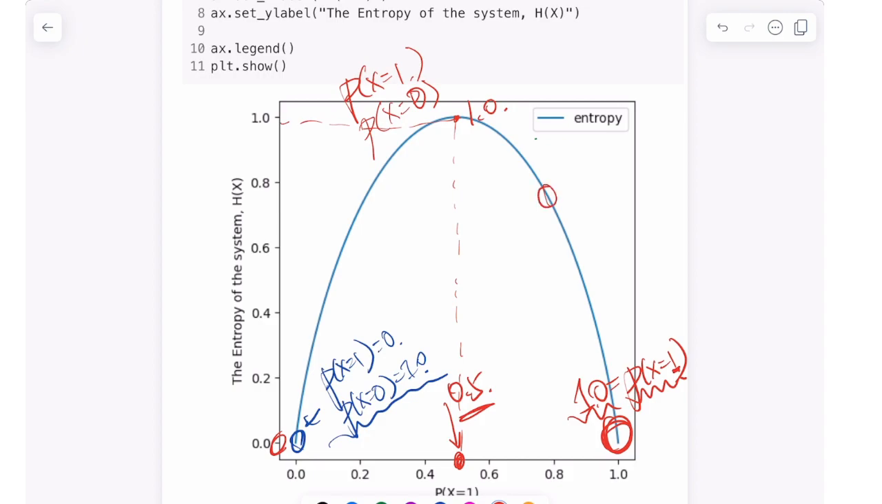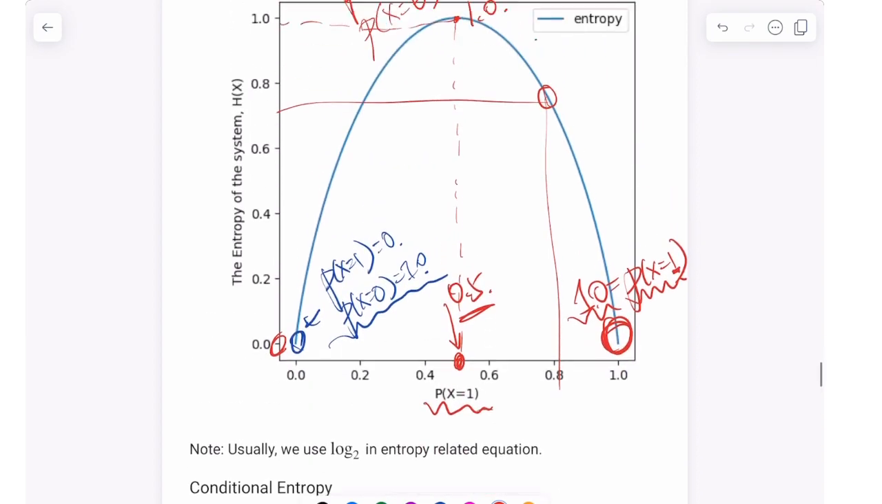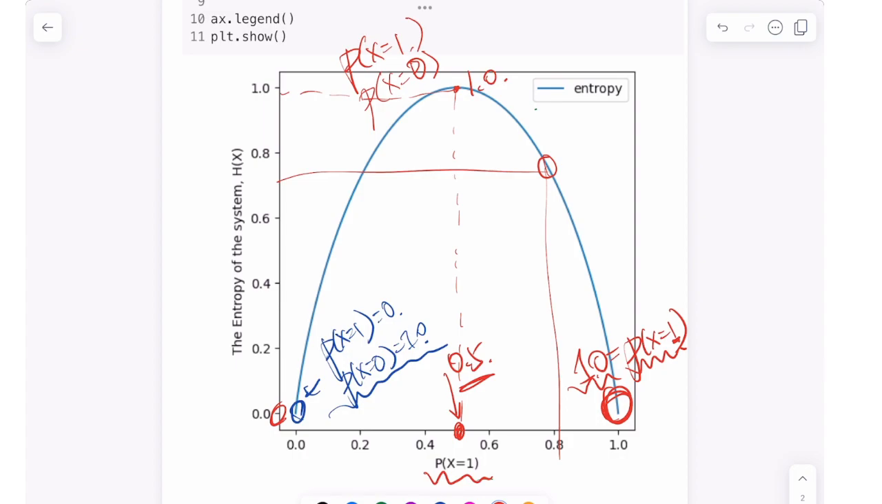Of course, there are some other systems which have different probabilities between 0 and 1. That is how we use entropy to describe the uncertainty of different systems. Okay, so that is entropy. We stop right here because there are some other mathematical things we need to go over.